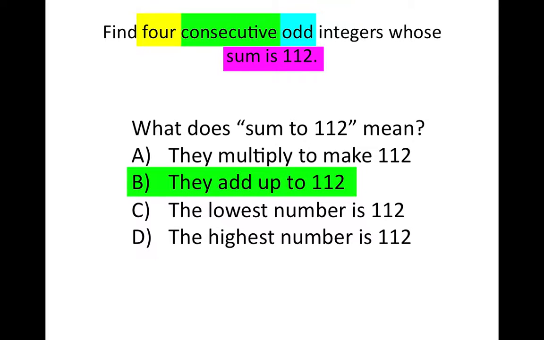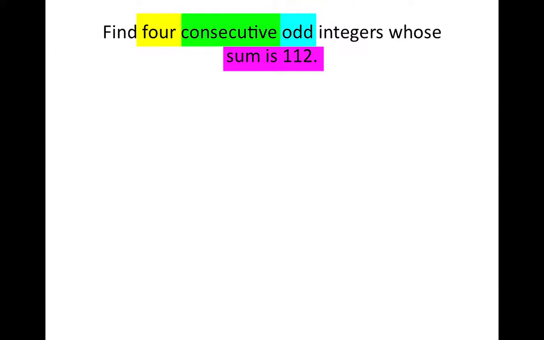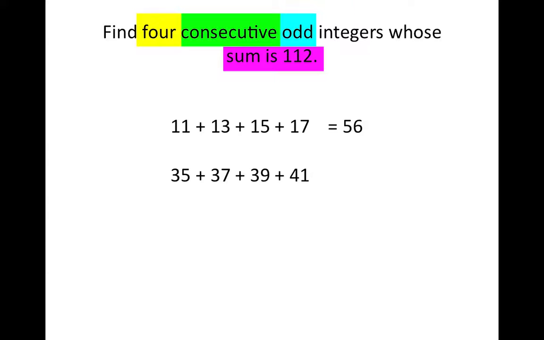A sum is what you get when you add. So we could just try 4 consecutive odd numbers until we get lucky. Let's see. 11, 13, 15, 17. Nope, those only add up to 56. Not big enough. How about 35, 37, 39, 41? Nope, those add up to 152. Too much.